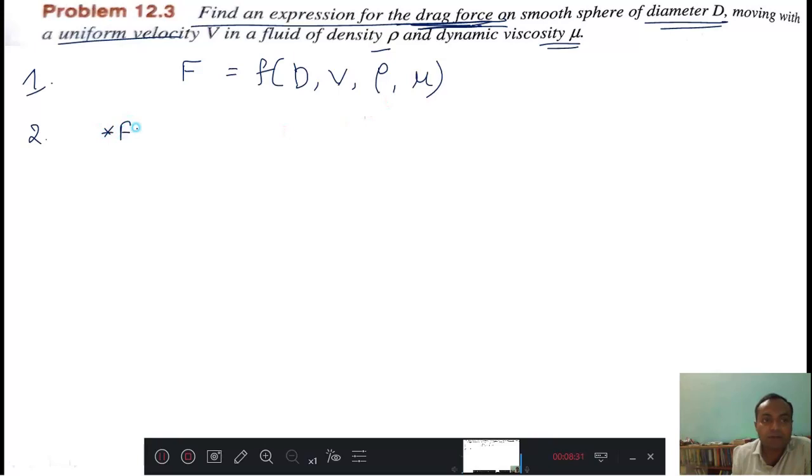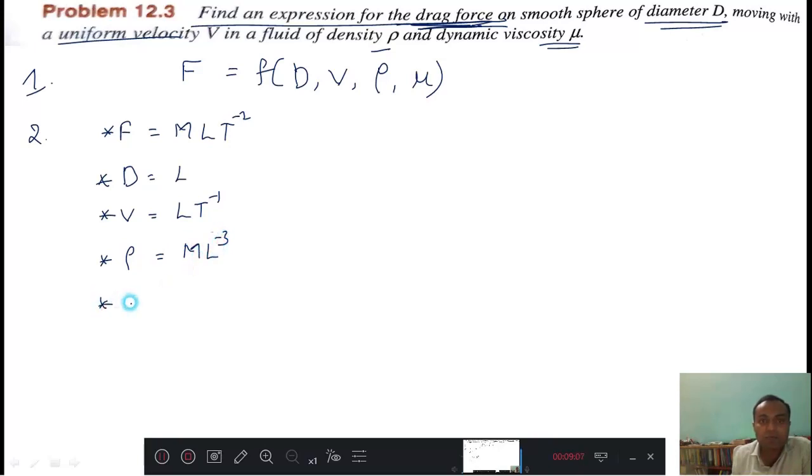Coming to F, force means mass into acceleration. Mass means m, acceleration is meter per second square, l t raised to minus 2. F is over. Then diameter is a length, that is one type of length, therefore l is the dimension. Velocity is meter per second, meter means length, per second means t minus 1. Then rho is density, kg per meter cube, kg means mass, meter cube means l raised to minus 3.